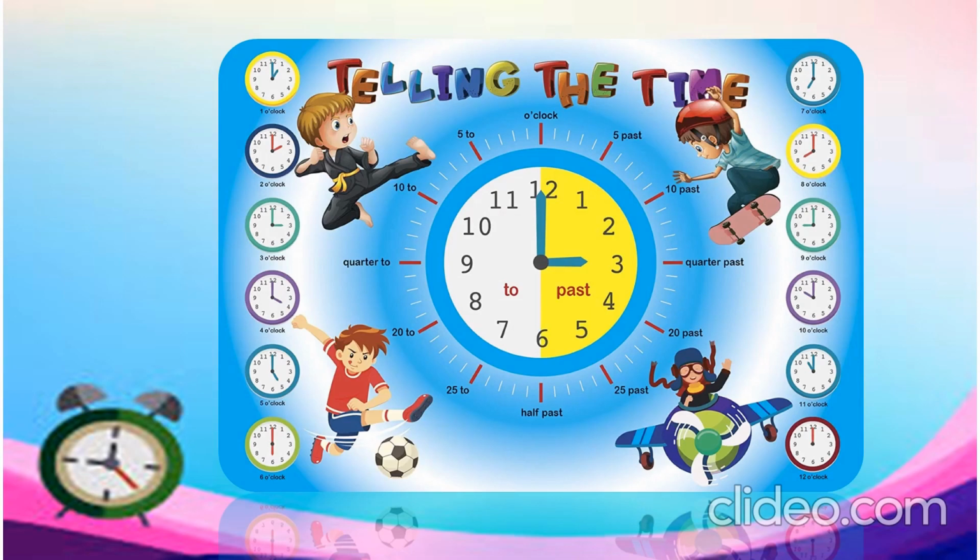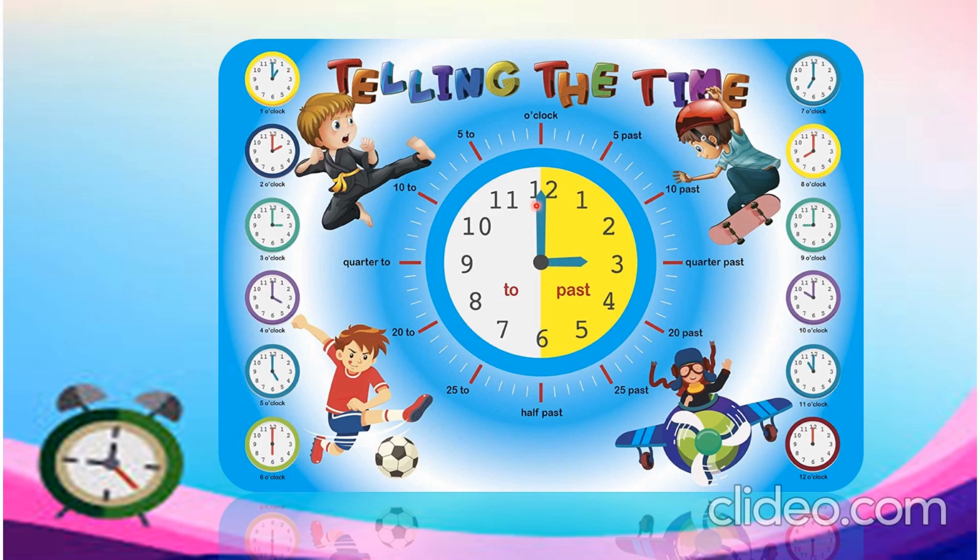Let us learn a new concept, that is quarter past, half past and quarter to. See here, the clock, I have divided into 2 equal parts. The yellow shaded part is called past. The white shaded part is called to. What is the time given here? The short hand is pointing towards 3, the long hand is pointing towards 12. That means it is 3 o'clock.